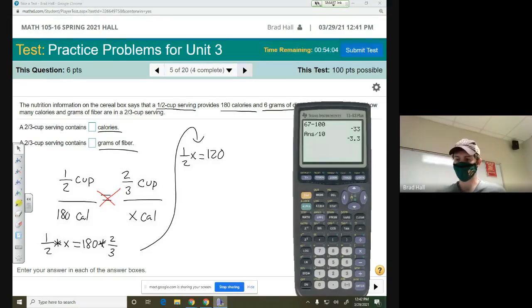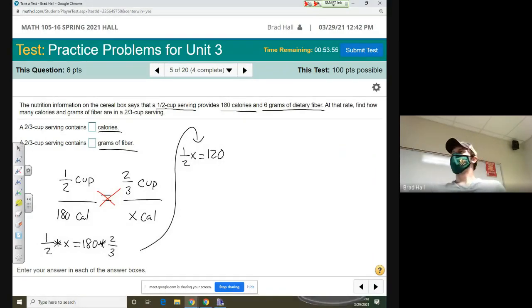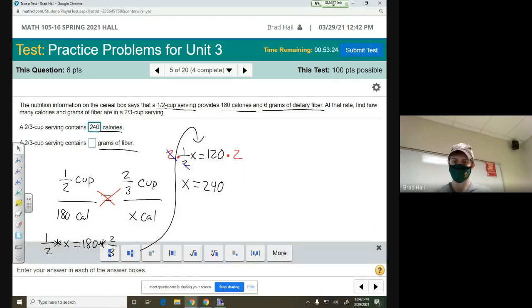Let's make sure that's right. 180 times 2 divided by 3 is 120. Finally, there's just one more thing we have to do. Anyone care to provide me that last step? What's that? We're going to multiply by 2 just to clear out that denominator. Cancel, cancel. Because anytime there's a fraction, it's normally good to get rid of those. And then the remaining 1 times x is just x. 120 times 2 is 240. And that gives us the number of calories.